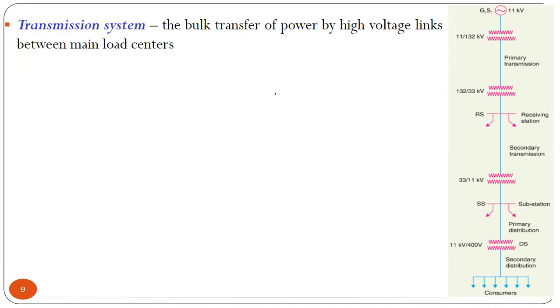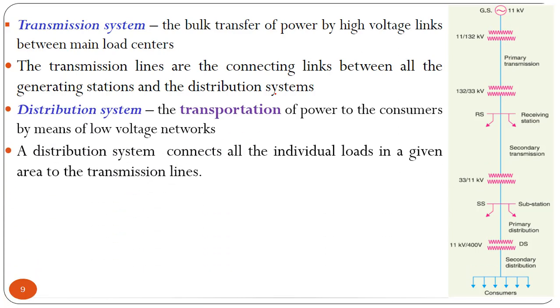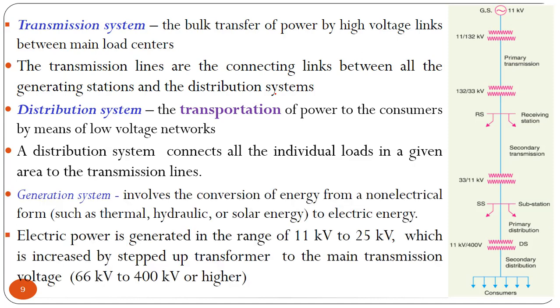In the transmission system, as we said before, there is the bulk transfer of power by high voltage links between the main load centers and the generating station. So the transmission lines are the connecting links between the generating station and distribution systems. The distribution system is the transportation of power to the consumer by means of a low voltage network. It's a short transportation of power. A distribution system connects all the individual loads in a given area to the transmission line.